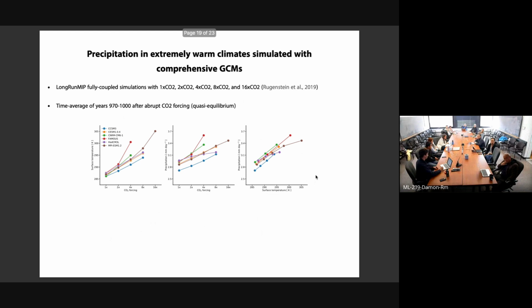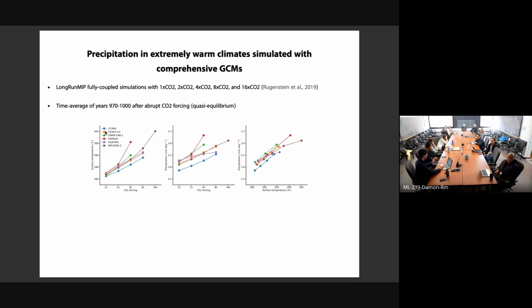So the next question we had was, if you look at other models, what can we glean from this? It's hard to do because not a lot of modeling centers run 1 times, 2 times, all the way up to say 64 times CO2. But there's this really nice set of simulations that Ria Rubenstein and Jonah Block-Johnson compiled back in 2019 as part of LongRunMIP. It's basically a set of fully coupled models run out to equilibrium: 5,000 years, 4,000 years, 2,000 years, or quasi-equilibrium. And so what I did is I took the 1 times, 2 times, 4 times, 8, and 16, and just averaged over the last 30 years of this millennial simulation, and just said that's quasi-equilibrium.